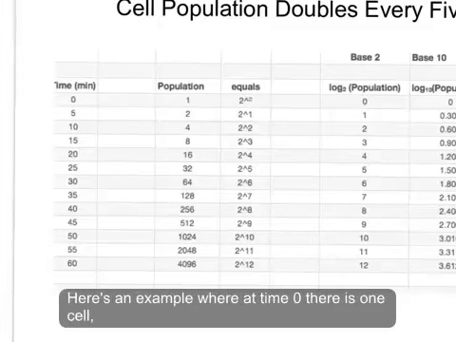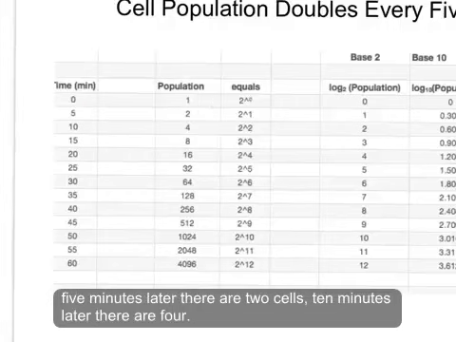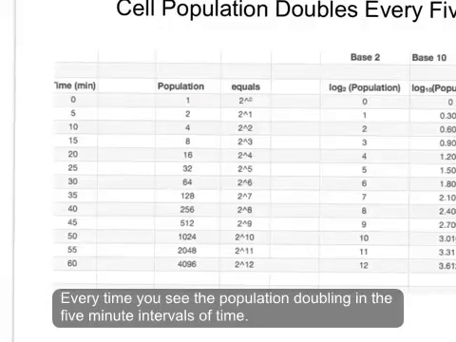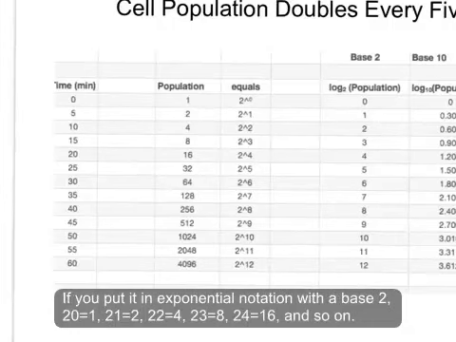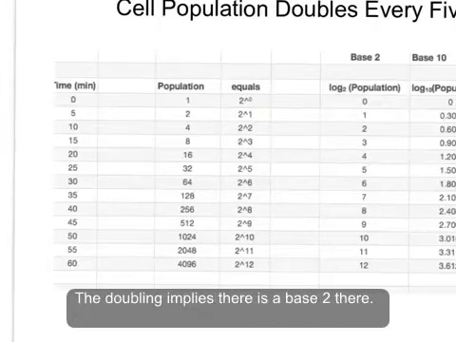So here's an example where at time 0, maybe there's 1 cell, 5 minutes later there's 2 cells, 10 minutes later there's 4 cells. So every time you see 1, 2, 4, 8, 16, 32, the population is doubling in the same intervals of time, 5-minute intervals. And then if you put it in exponential notation with a base 2, 2 to the 0 is equal to 1, 2 to the power 1 is equal to 2, 2 squared is 4, 2 cubed is 8, 2 to the 4th power is 16, and so on. So the doubling implies that there's a base 2 there.